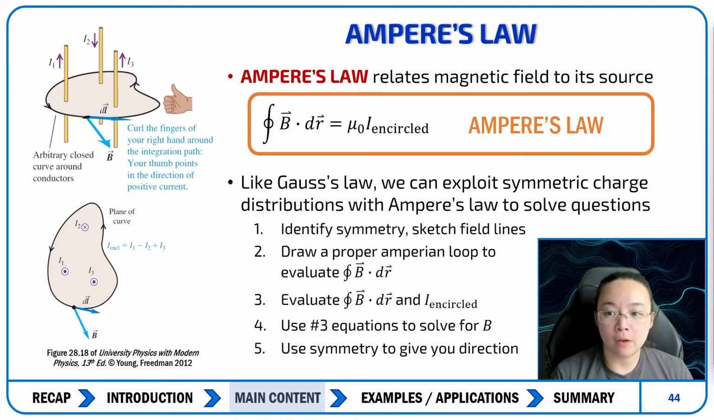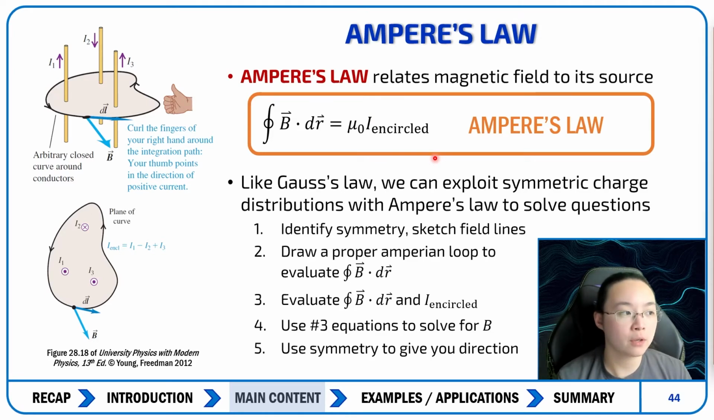Ampere's law relates the magnetic field to its source. In other words, it states that for any closed loop path, the sum of the length elements times the magnetic field will give the current enclosed within the loop multiplied by mu naught. This is Ampere's law. It's really similar to the Q enclosed we had before with electric fields and Gauss's law.